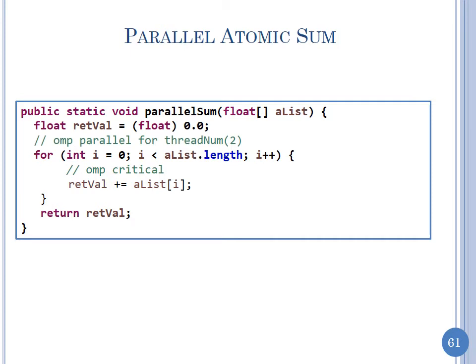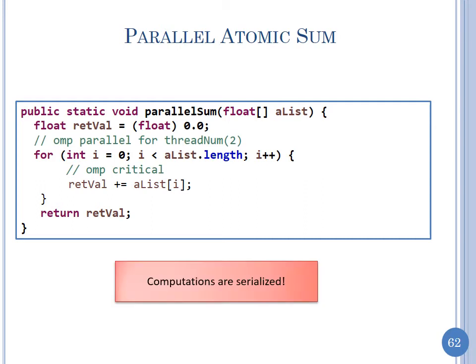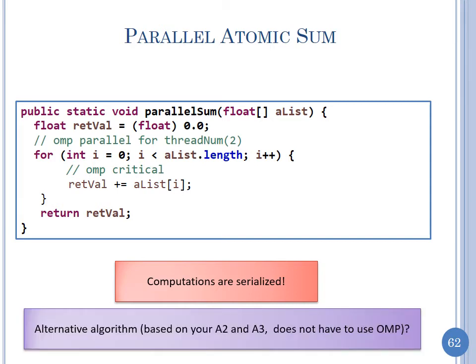This is not quite what Jason suggested. So why is this not efficient? So the computation is serialized essentially. So there's no parallelism. We create all these threads, we go through the overhead of creating the threads, and they all execute sequentially. So an alternative algorithm based on your A2 and A3 does not have to use OMP.